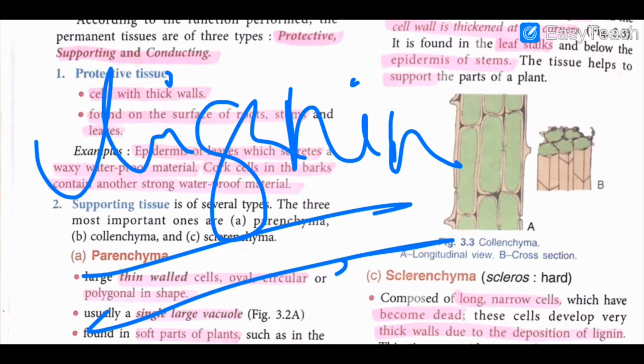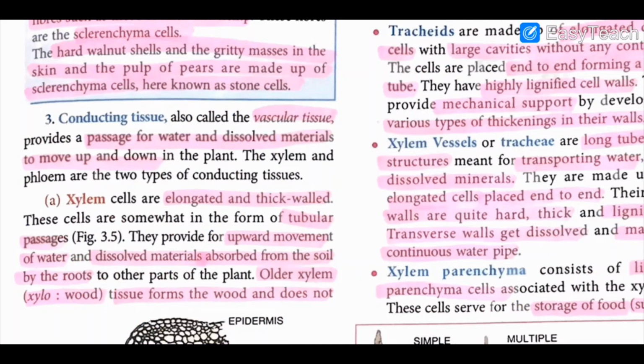Now, the third type is conductive tissues. They are named as complex tissues. Now, why? You'll get to know. One hypothesis that comes to my mind is solely because it is made up of different types of cells. But of course, we'll see the solution in just a moment. Okay, conductive tissues are also known as vascular tissues. They provide a passage for water and dissolved materials to move up and down.